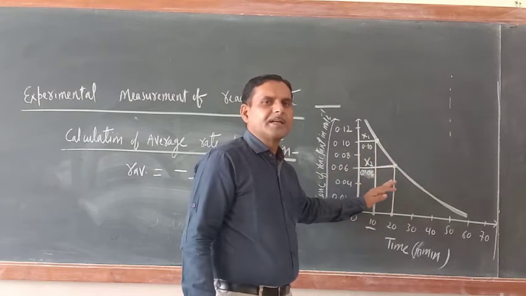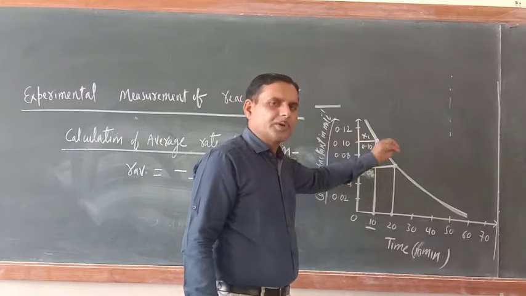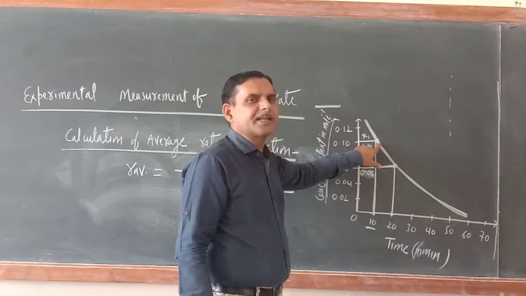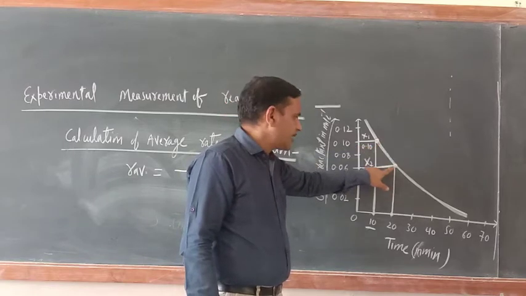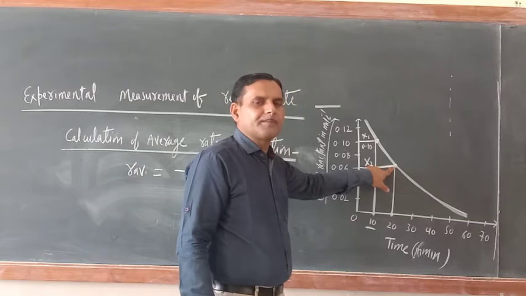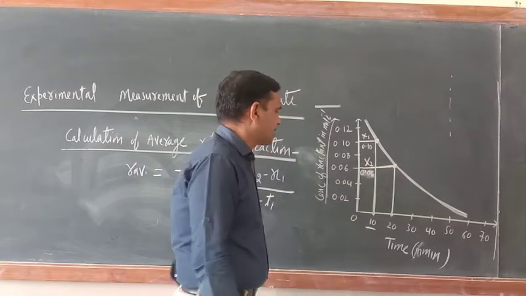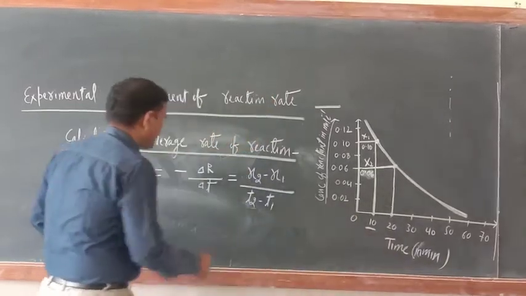What is this one? Time concentration graph. So in the time concentration graph, one point we have selected, that is the initial point that represents the initial concentration, and this point at 20 minutes represents the final time and final concentration. So now you can put in the values.